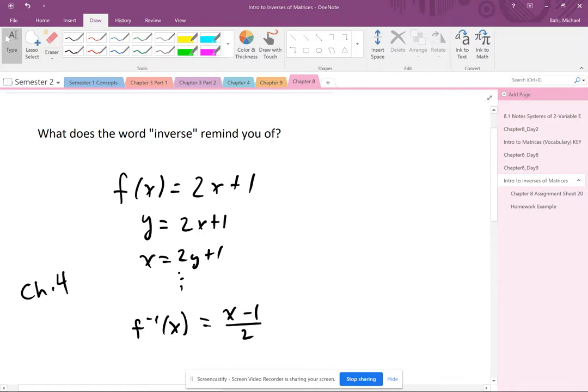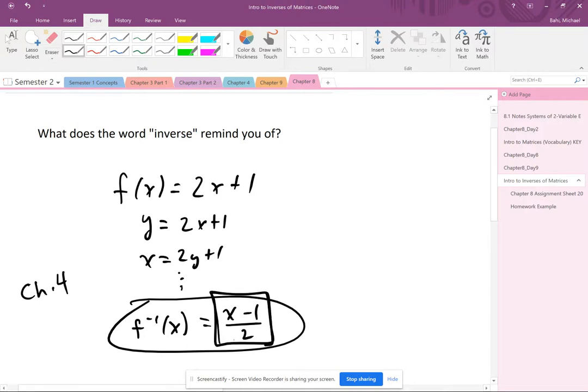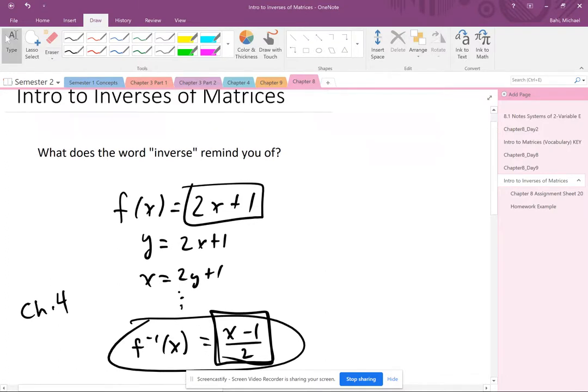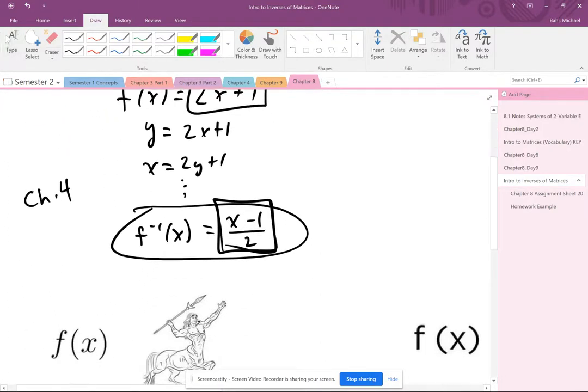All it really meant was this is the equation we get when we switch the x and y and solve for y. In other words, if you were to graph this equation, it would look like this equation, but flipped over the y equals x line. So just a reminder, it's good to always remember what we did earlier. Just how functions had inverses, matrices have inverses too.